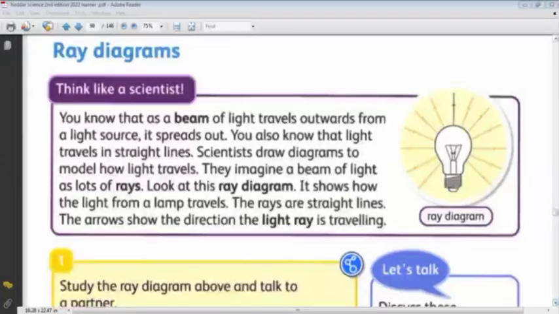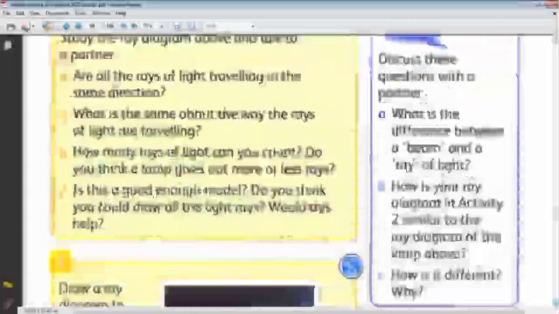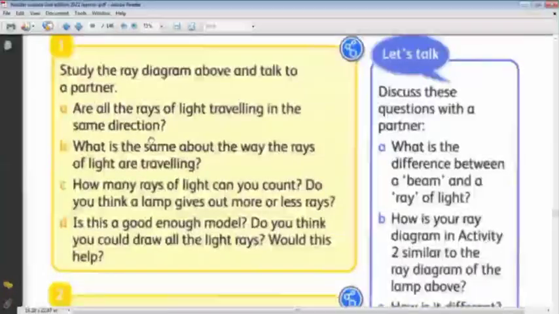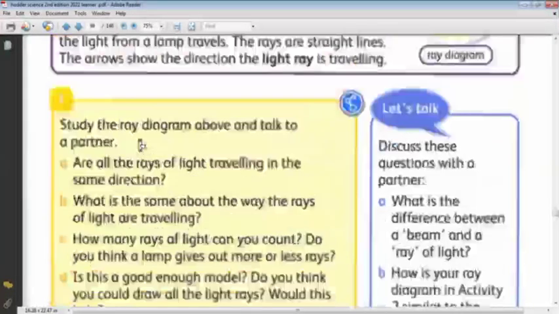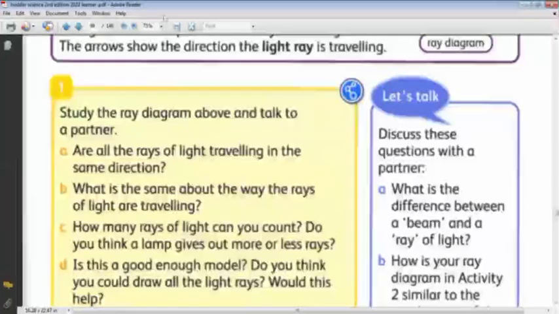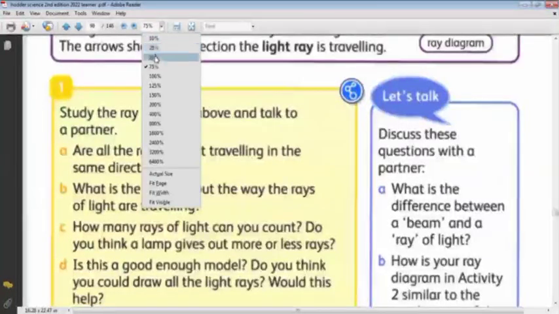This is the ray diagram. So now in activity 1, study the ray diagram above and talk to a partner. The first question: are all the rays of light traveling in the same direction? No.